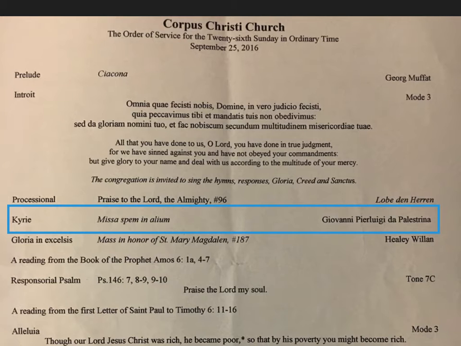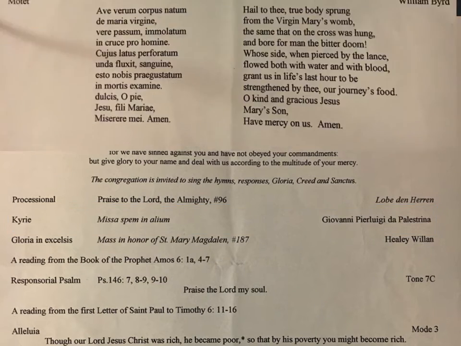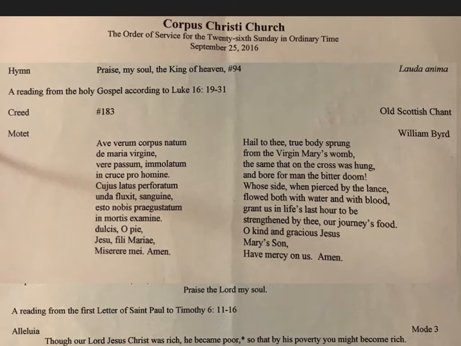It would be the Gloria, and the composer is Healy Willen. Let's go a little bit more into detail with another part of the Mass. This is from the same program, and I want to take a look at the Motet.